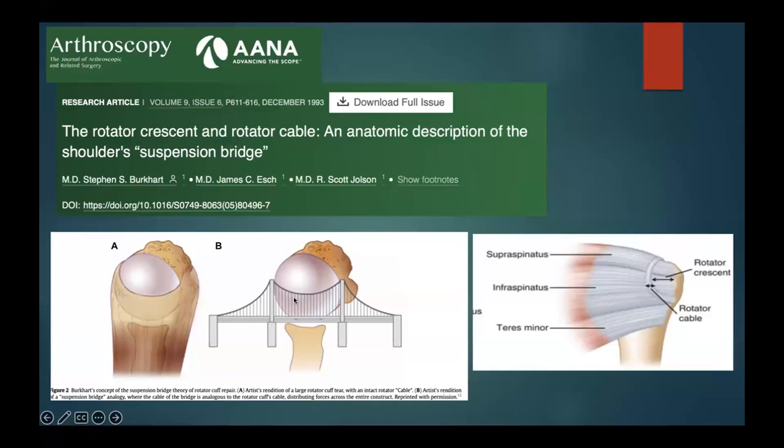There was a study by Stephen Burkhart that the rotator cuff crescent and cable acts as a suspension bridge. The arthroscopy of the shoulder joint shows a consistently identifiable crescent configuration to the distal portion of the rotator cuff. This crescent, which we refer to as the rotator crescent, comprises the supraspinatus and infraspinatus insertion contained within the avascular zone, which is perpendicular to the axis of the supraspinatus tendon, and arches anteriorly and posteriorly and attaches onto the humerus. This thick bundle of fibers resembles the cable of a suspension bridge, and when the cuff is torn, this acts as a loaded cable of the suspension bridge.